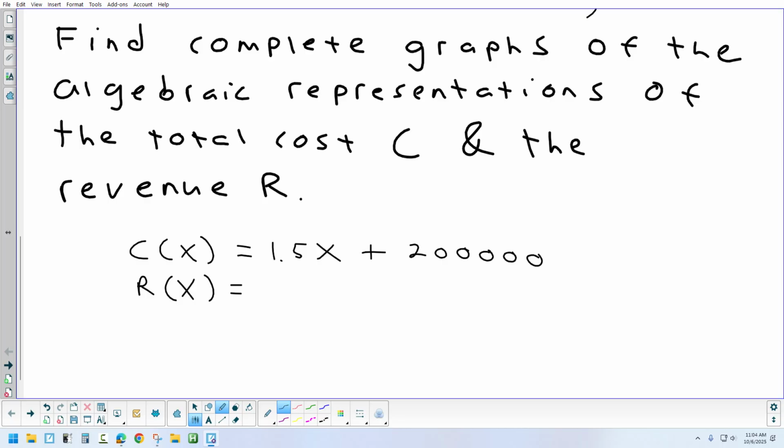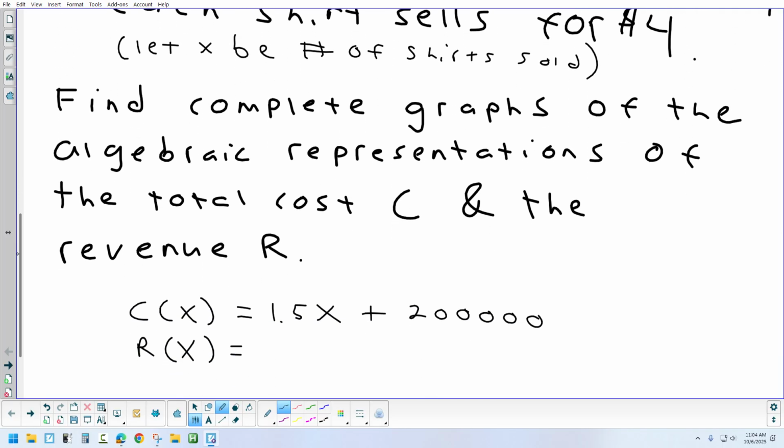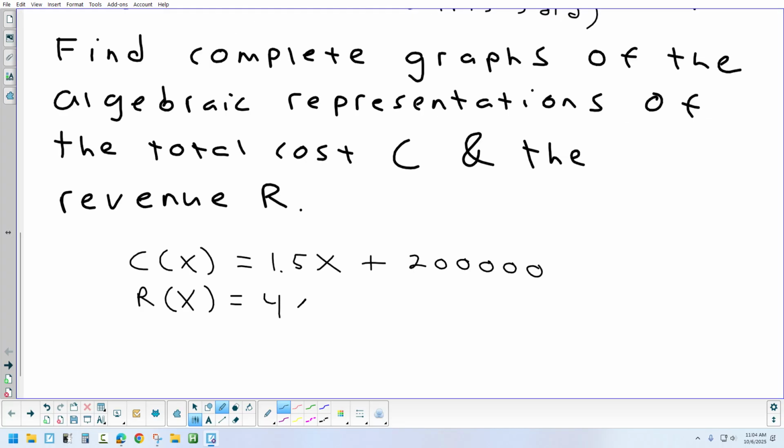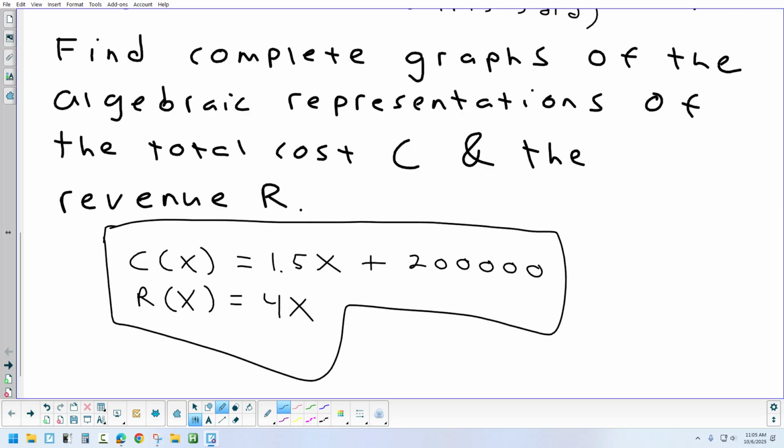Okay, now, how about the formula for the revenue? So the revenue, like if they were selling shirts at a store, it's the formula you would use to figure out how much money is in the cash register if you knew how many shirts you sold. Yeah? 4x. 4x. Yeah. So there's the formula for the cost and the revenue. Any questions how we got those two formulas? So now we're going to graph it.